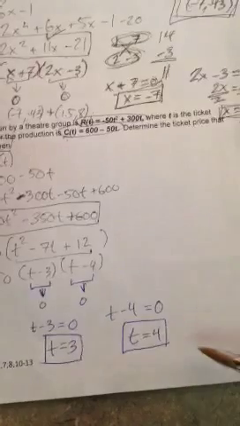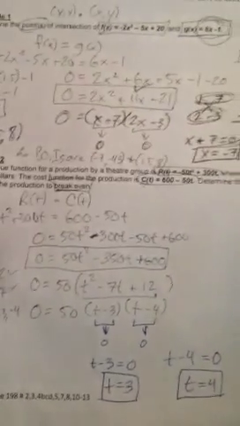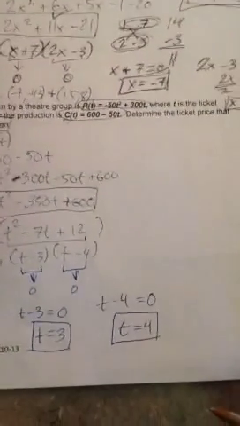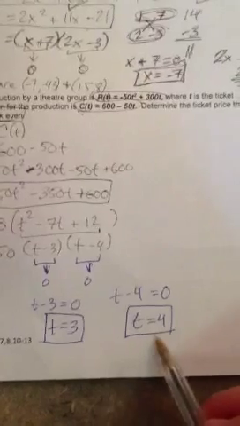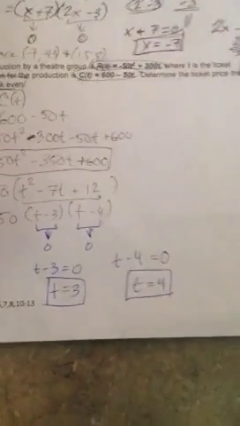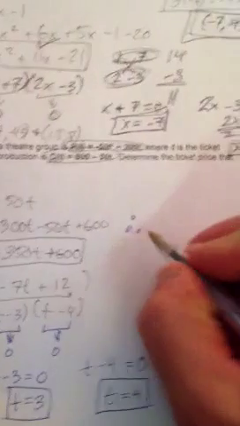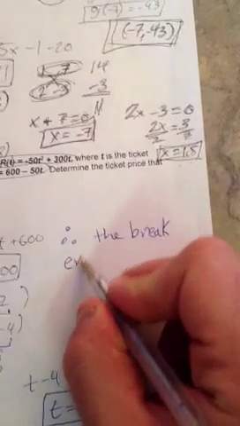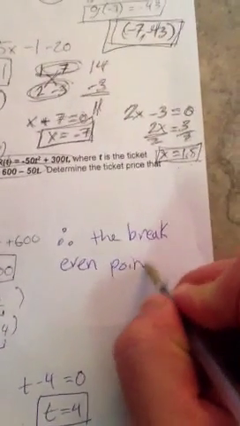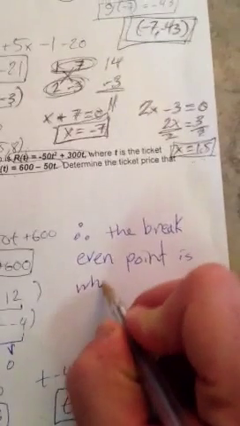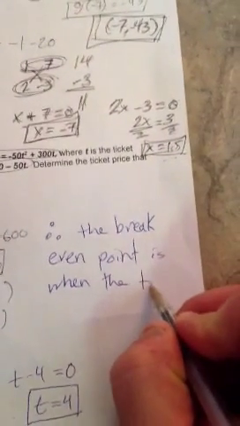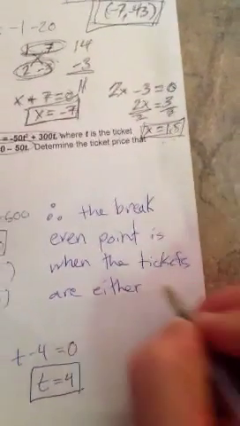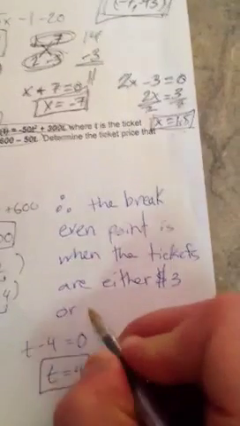As you can see, t is the ticket price for these tickets for the revenue of a theater group and the cost of a theater group. So these are both okay answers because they are both positive answers. So therefore, the break-even point is when the tickets are either $3 or $4.